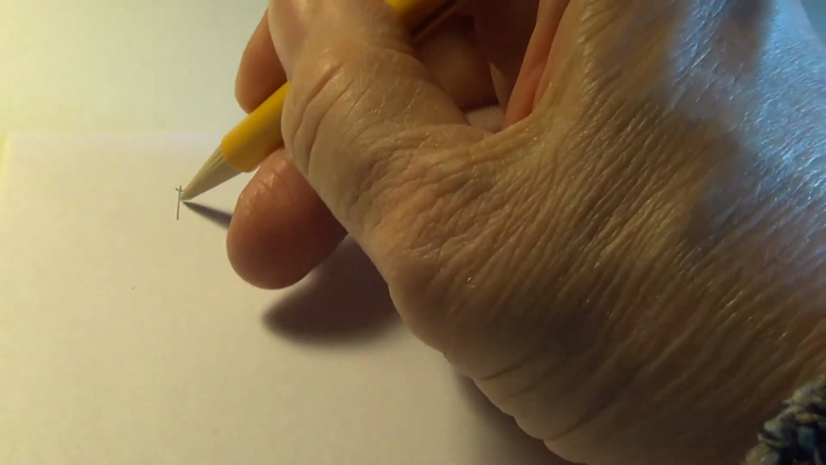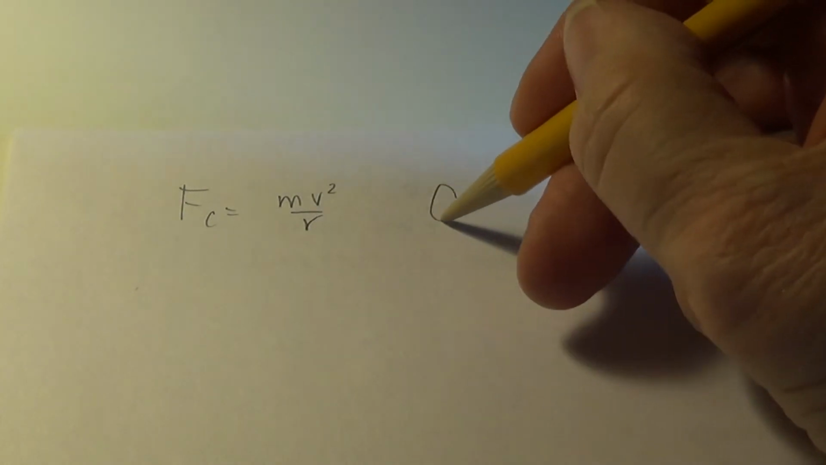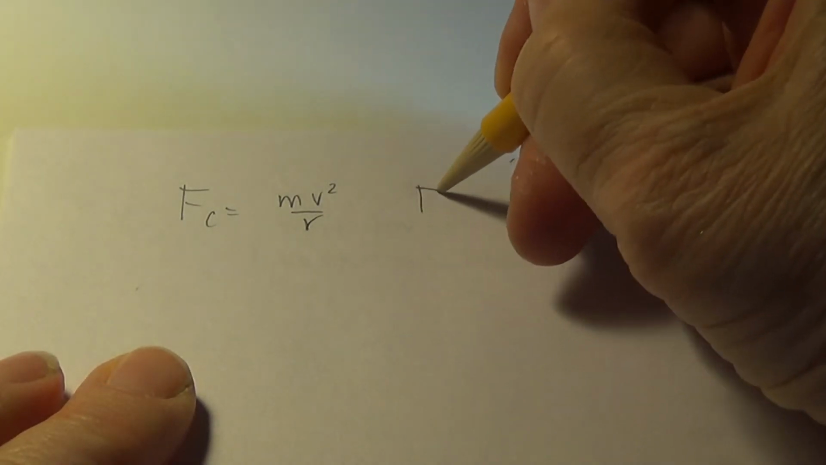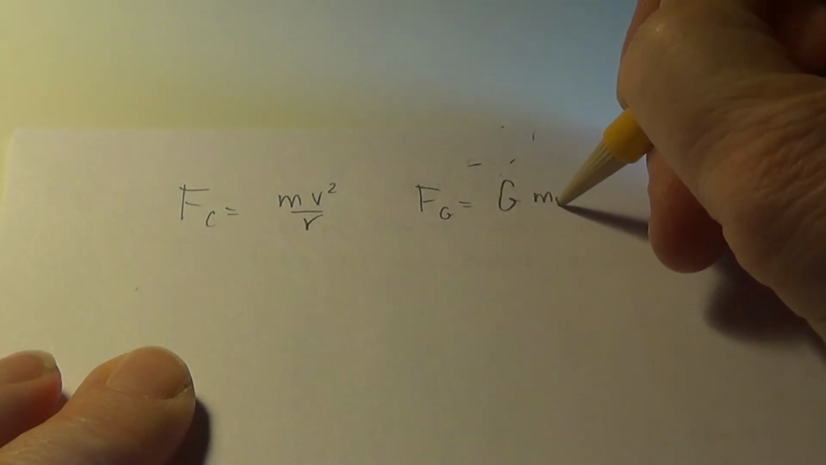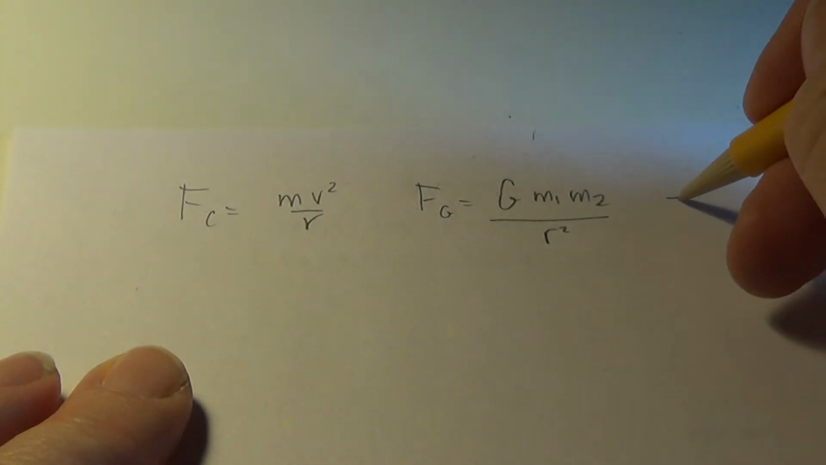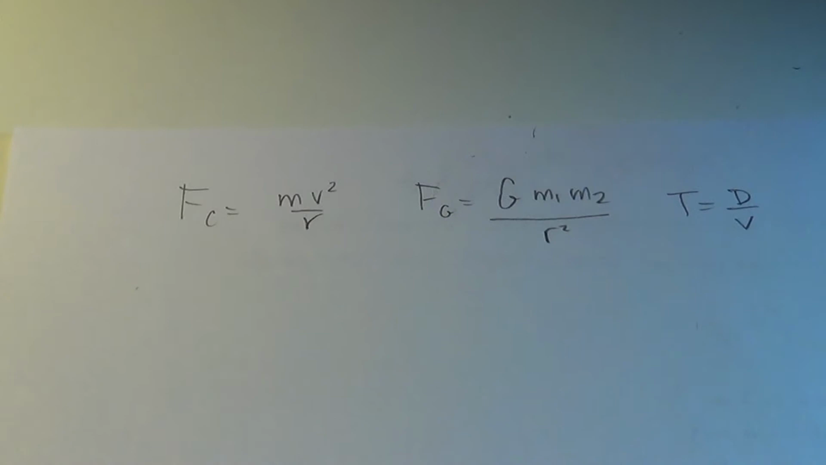Seems like the main ideas that we've had in this module have been centripetal force, which is mv squared over r, and then we did force of gravity, which is big G m1 m2 over r squared, and then we came to period, and that was distance divided by velocity. Well, I thought it'd be really cool if we could put these all together. So let's think of a way to use all three in the same problem.